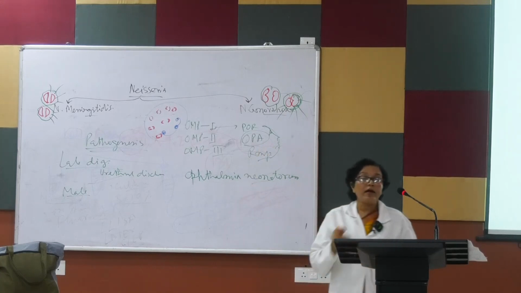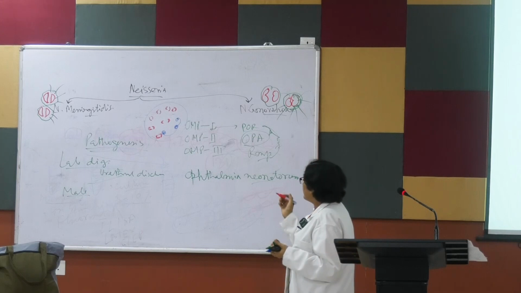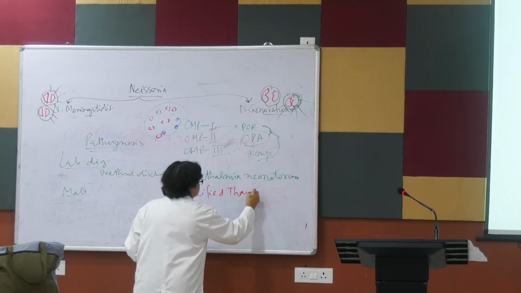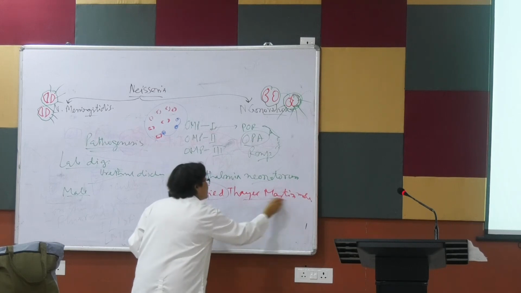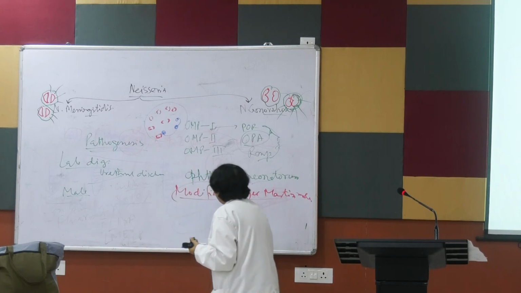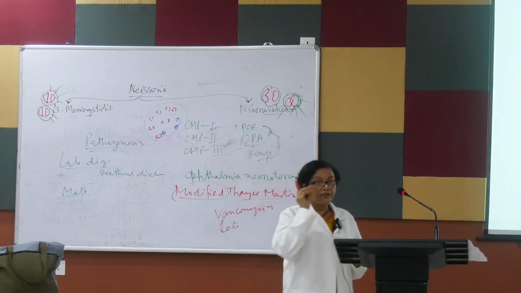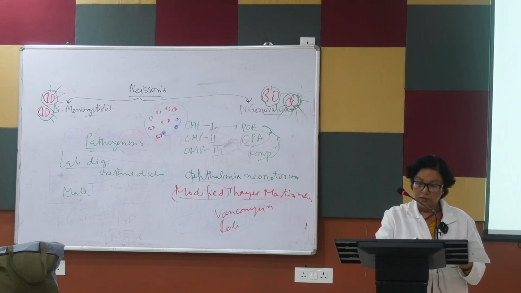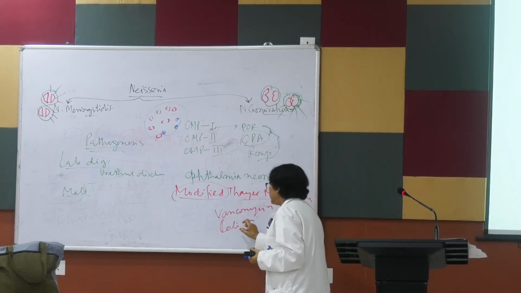Okay. আর কি করা হয়, আর স্পেশাল মিডিয়া, স্পেশাল সিলেক্টিভ মিডিয়া is modified Thayer-Martin agar media, modified. Why it is modified Thayer-Martin media আছে, modified কেন, we are adding here vancomycin, colistin, vancomycin polymyxin. No, vancomycin, colistin and nystatin.